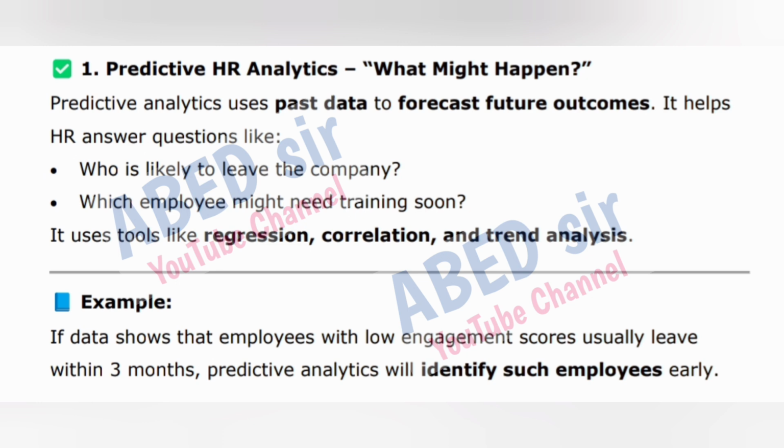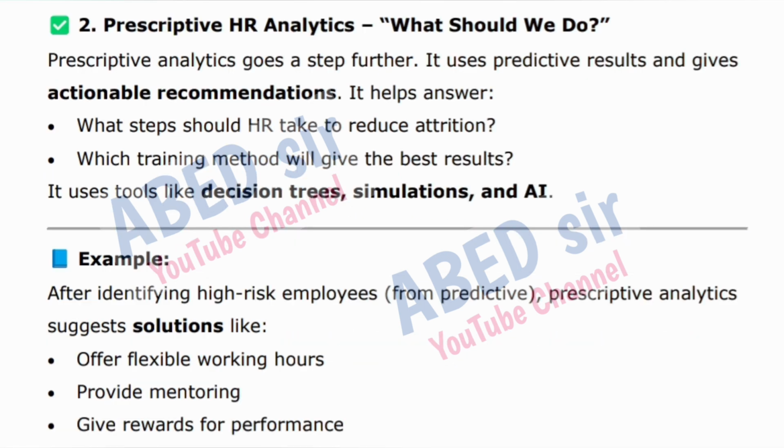It helps HR answer questions like: who is likely to leave the company? Which employee might need training soon? It uses tools like regression, correlation, and trend analysis. Example: if data shows that employees with low engagement scores usually leave within 3 months, predictive analytics will identify such employees early.